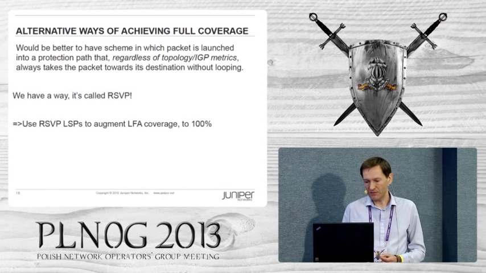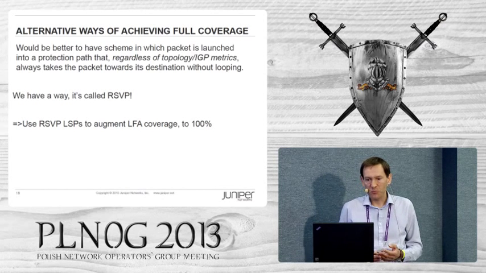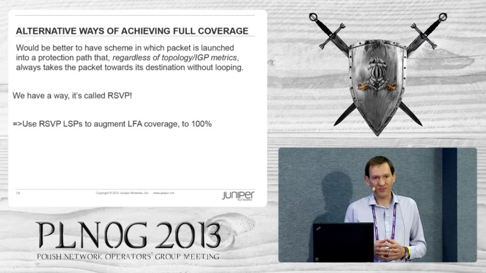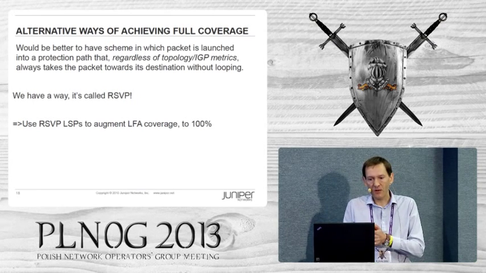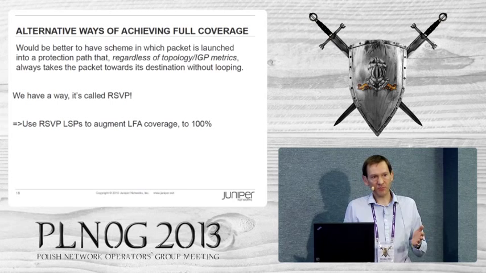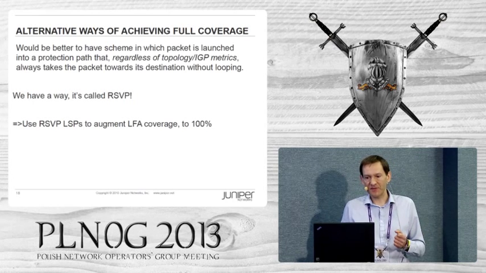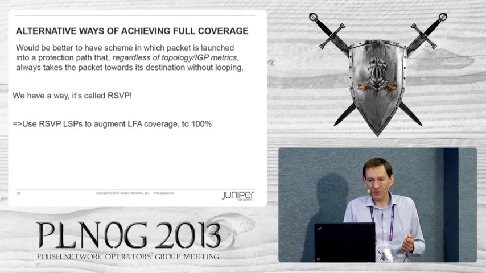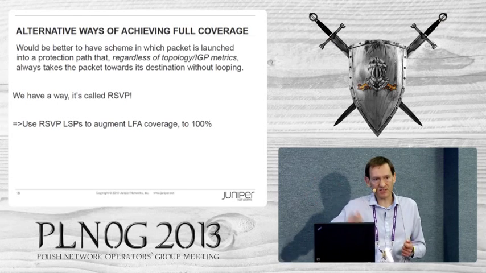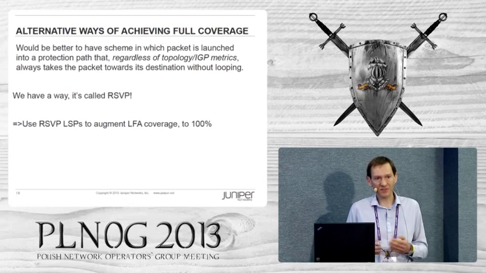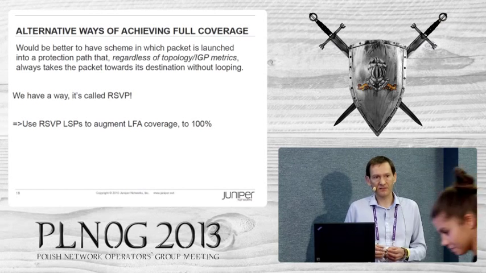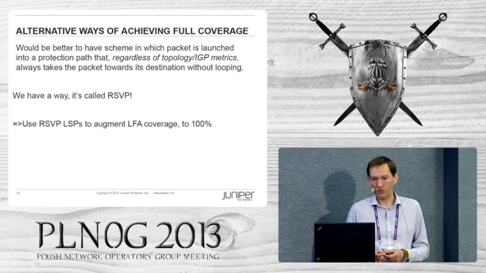Now, wouldn't it be better if you could have a scheme where the packet is launched into a protection path where, regardless of the topology or the IGP metrics, that path always takes the packet towards its destination without looping? And in fact, of course, we have a way. It's called RSVP. RSVP is source rooted, and so it doesn't matter what the IGP metrics are. You can make the packet go wherever you want.